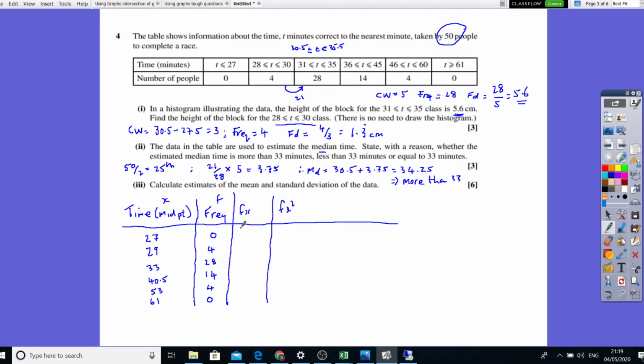So if I multiply those two, I'm going to end up with 0. Also, whatever x squared times 0 frequency, that's going to give me 0. So we can get rid of those. Now, if we're multiplying these together, 4 times 29, you're going to get 116. Likewise, if you do 29 squared times 4, you're going to get 3364.